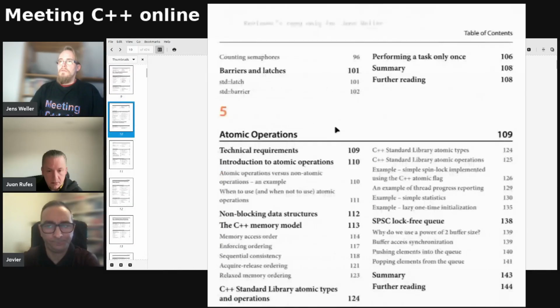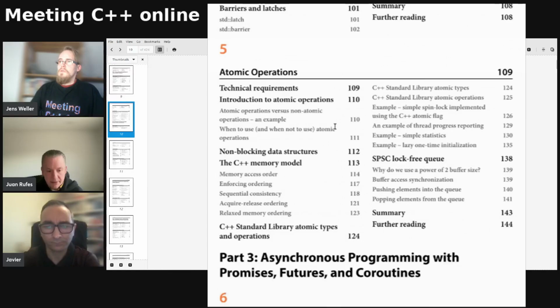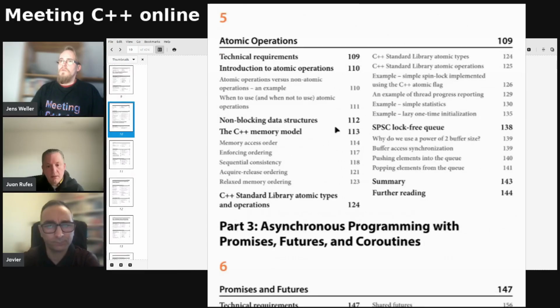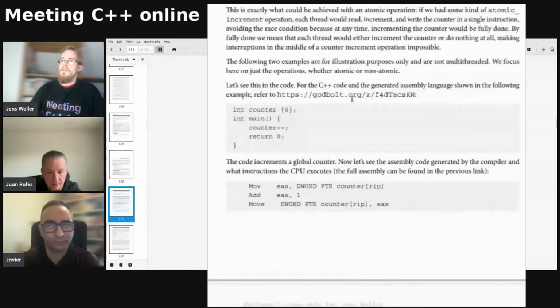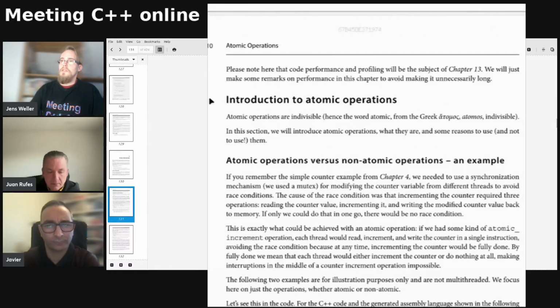Then we have a chapter on atomic operations, which is also very useful to have in such a book, especially as atomic operations are something which is often overlooked, in my opinion. So let's see. Here we are, an introduction to atomic operations.